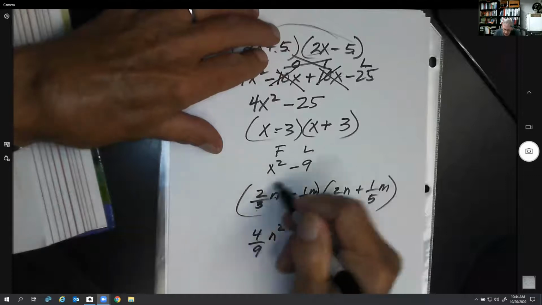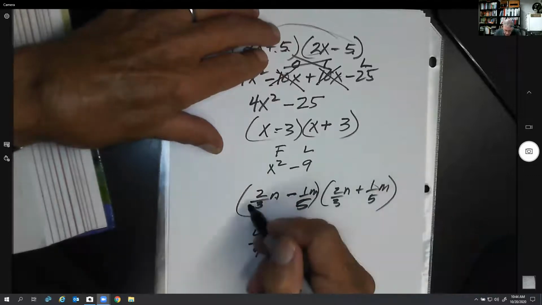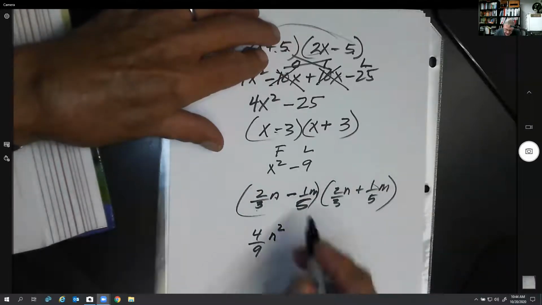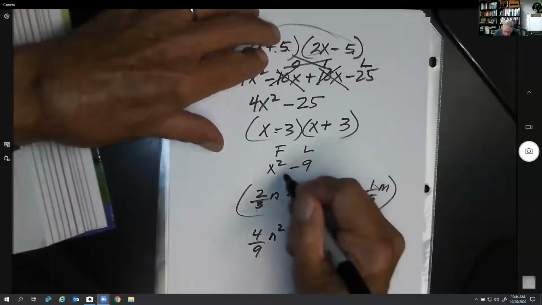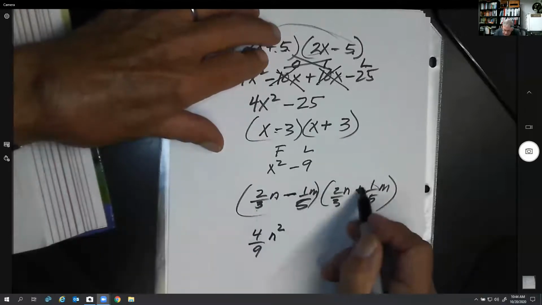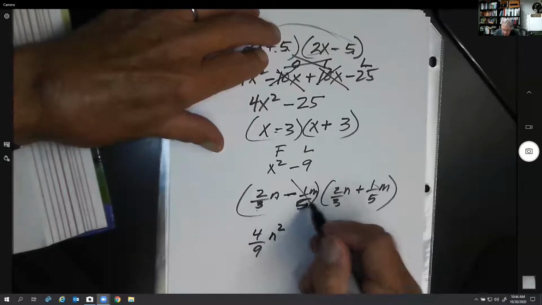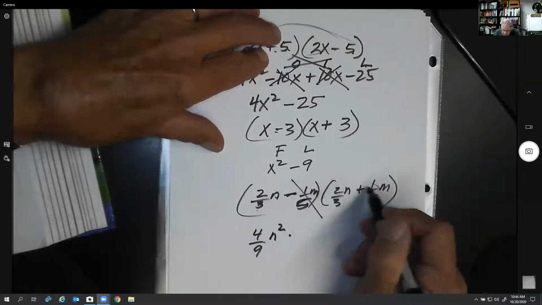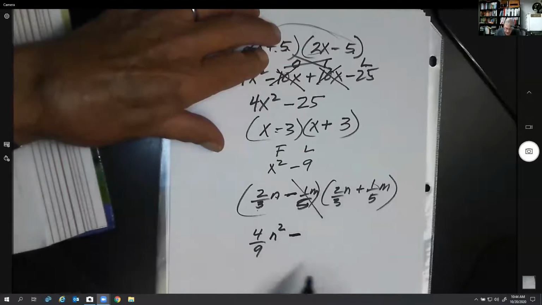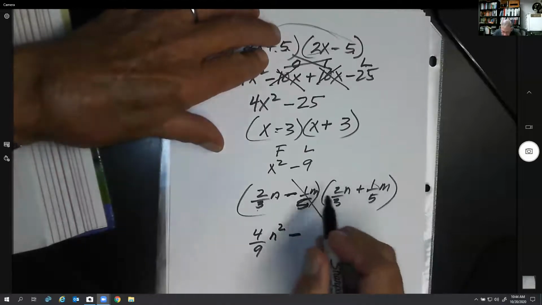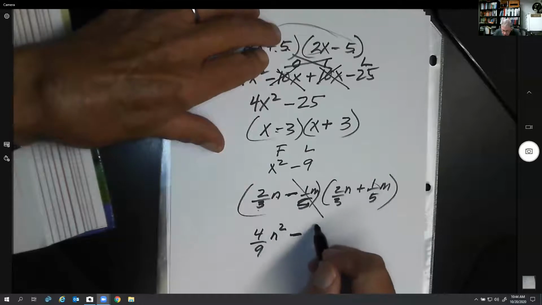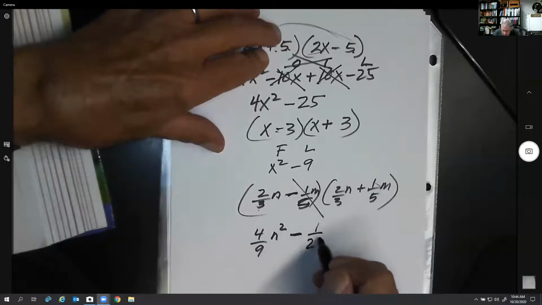But who wants to do the outside? 2, and this would be 15ths, and then the inside. We don't have to because they have opposite signs. Now all we got to do is multiply the last term. Positive times negative is negative, and they always come out with a negative. And 1 times 1 is 1 over 25.